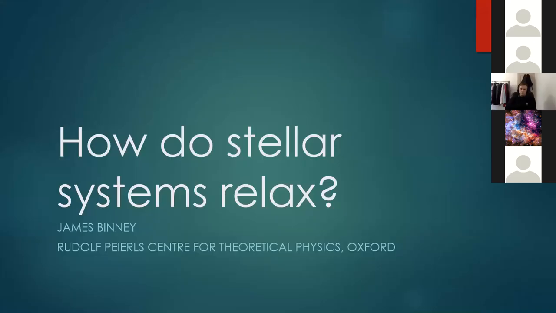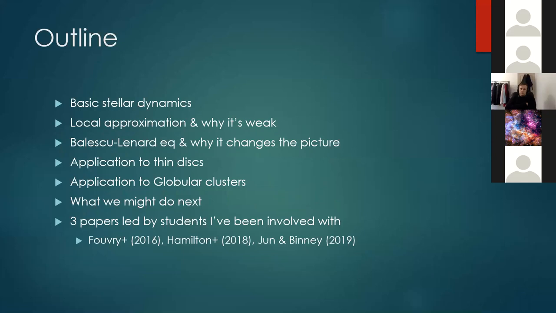Do we really know? So here's my outline. I want to start with some basic stellar dynamics, the central idea of stellar dynamics, and explain how this gives rise to the classical view of relaxation and the local approximation. And I want to explain why that approximation is very weak. Then I'll introduce the Balescu-Lenard equation for stellar systems and explain why the mere form of that equation changes your picture of how relaxation occurs.